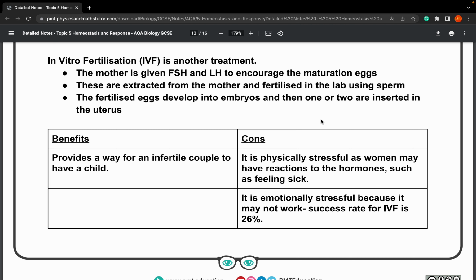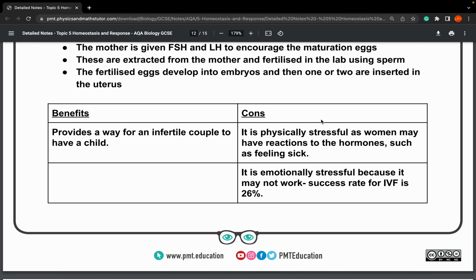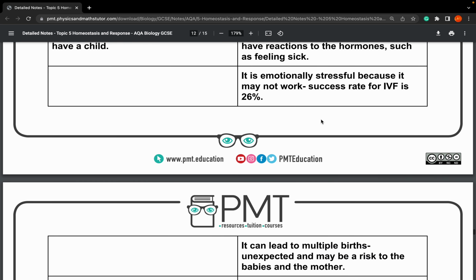The benefit of in vitro fertilization is that it is a good way for an infertile couple to have a child. The disadvantages, or cons, are that it's physically very stressful for the woman. The hormones can cause reactions and she can feel sick. Emotionally, it is very stressful because instead of having a baby in your tummy, it's somewhere in a lab and you'll always have your heart in the lab. It's a very emotionally stressful period.